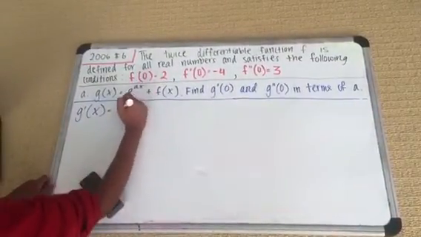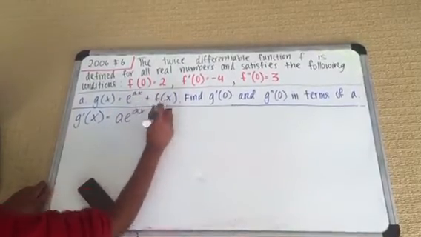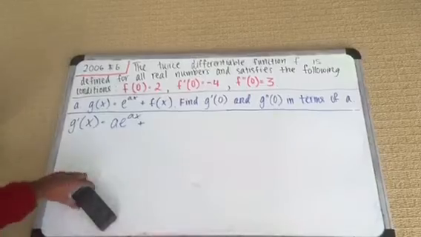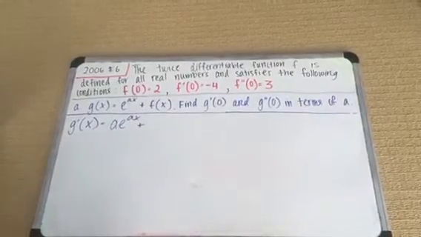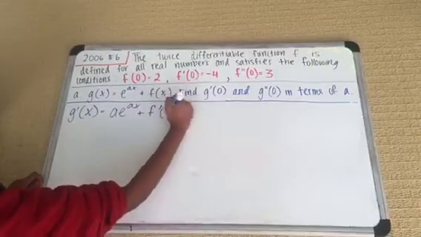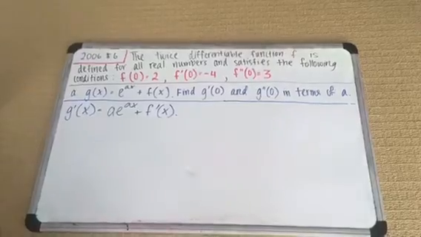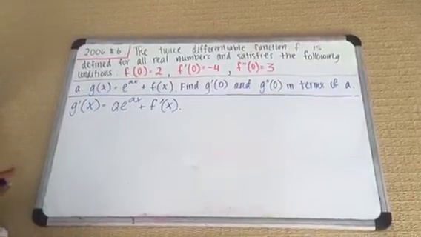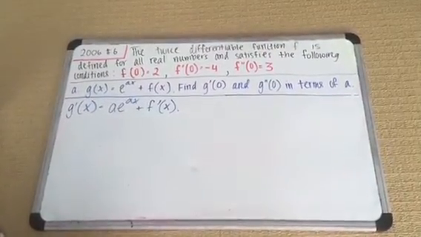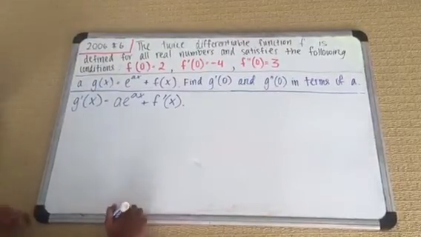So this would be, you would bring the a to the front, a times e to the ax, plus the derivative of f of x would just be f prime of x. So that's the general derivative solution. We can't really do anything more with this to find the general solution because a is unknown and we don't know f prime of x.